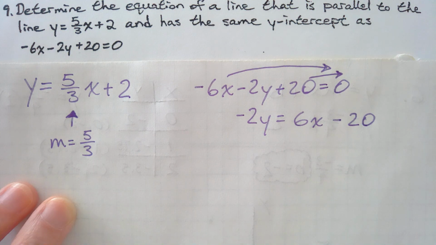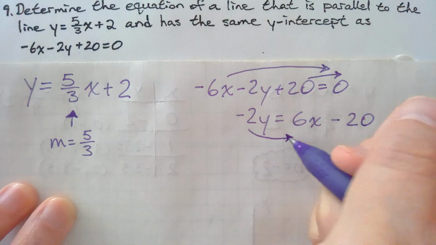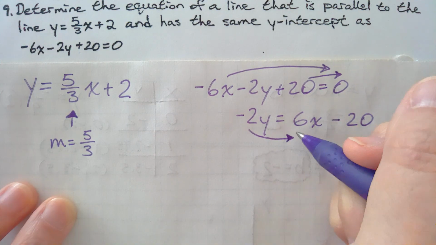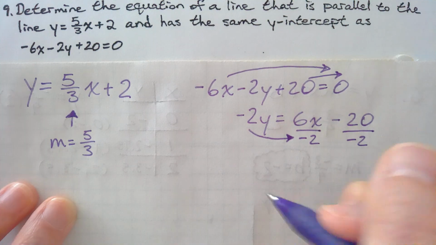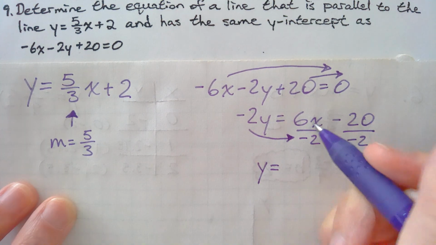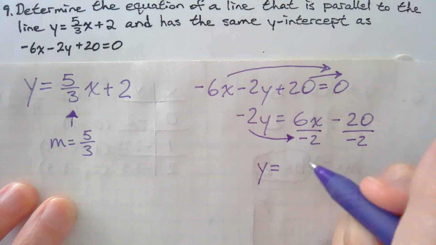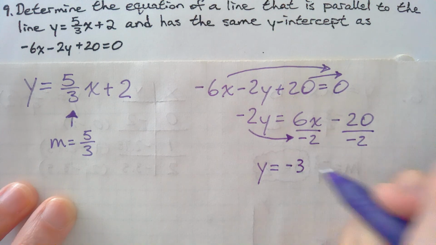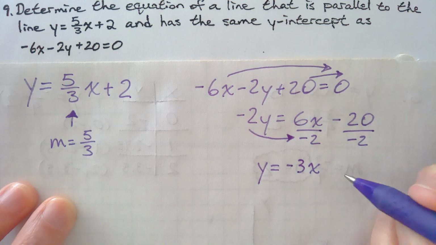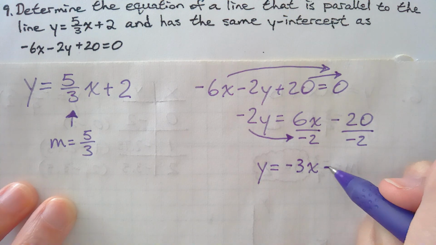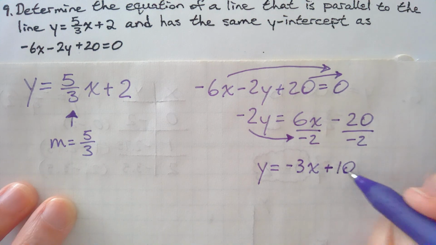Am I done rearranging? No. What do I do? Right, because I don't want -2y. I want y equal. So divide this by -2, divide this by -2. So Tayden, 6 divided by -2. -3. Good. And then negative 20 divided by negative 2. Two negatives make a positive, so positive 10.